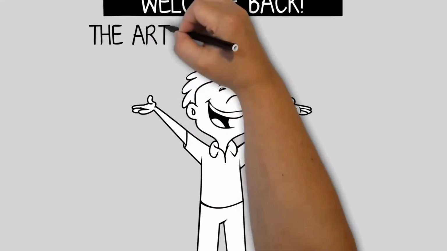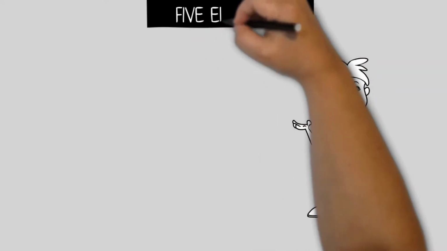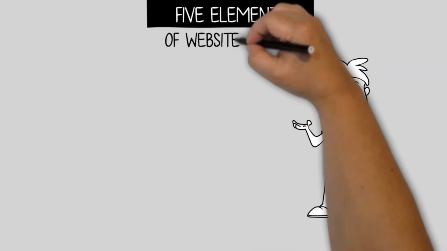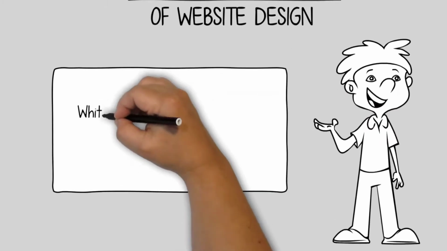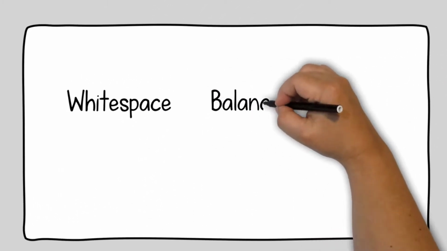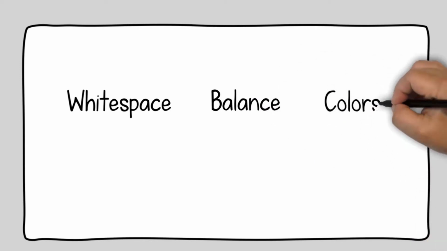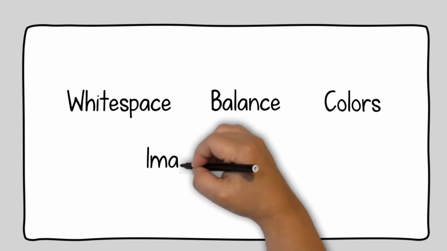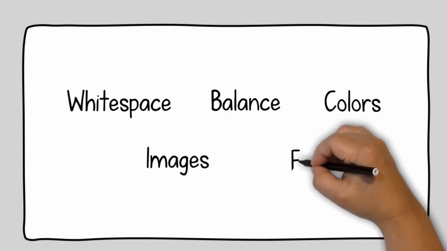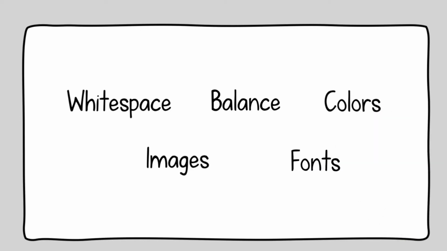In this segment, you will learn about the art of website design. Let's get started. We'll be learning about the 5 elements of website design. You need white space on your website. Your website should be visually balanced. Choose a color scheme that is appropriate for your visitors. Images are powerful elements of your website. And finally, fonts should be selected with care.